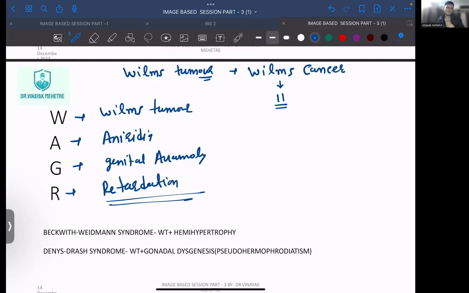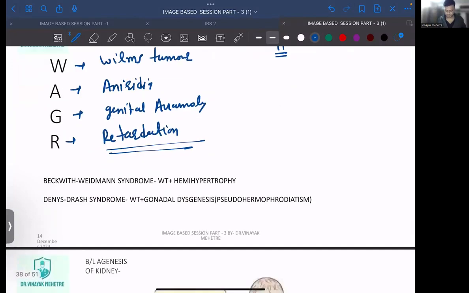Okay, and there are two more syndromes: Beckwith-Wiedemann syndrome and Denys-Drash syndrome. Okay, Beckwith-Wiedemann syndrome and Denys-Drash syndrome. You would have seen this in your OBG class and in patho class. Beckwith-Wiedemann syndrome.